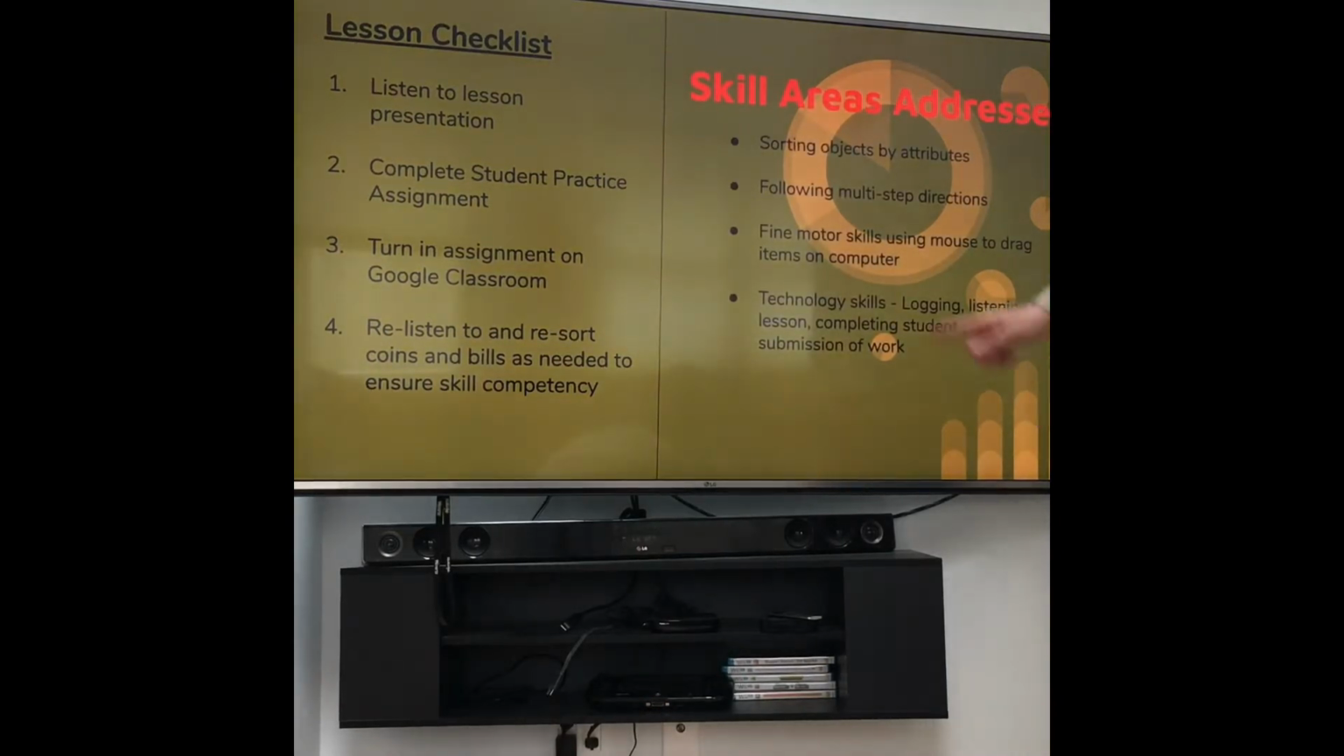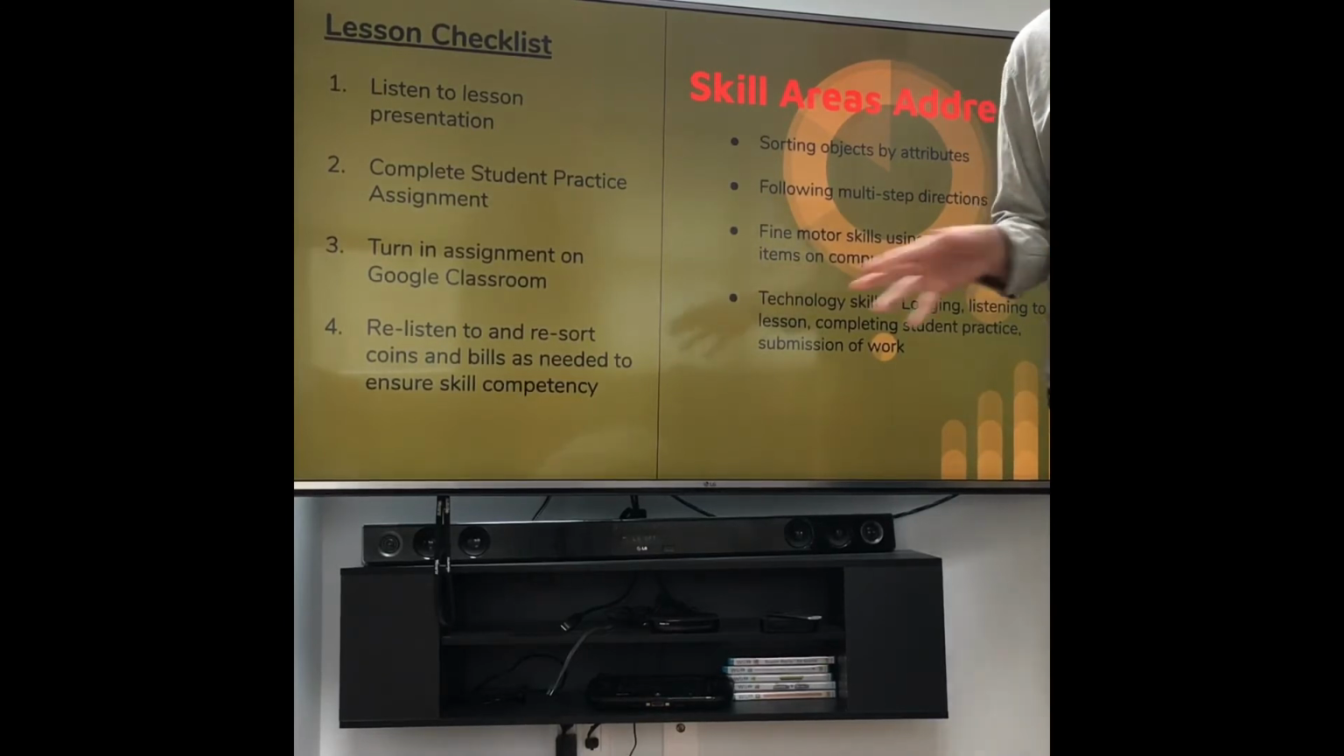Skill areas addressed in this assignment. The main objective is to sort objects by their attributes, so the coins and bills by their different sizes, shapes, and colors. You'll have to follow multi-step directions during this assignment. It'll work on fine motor skills, using the mouse or the touchpad on your Chromebook to drag the coins and bills to their column that you'll see in later slides. And also using technology skills. So first you have to log in to Google Classroom, open this presentation, open the assignments, complete the assignment, and turn it in. So there are a lot of tech skills in this assignment as well.